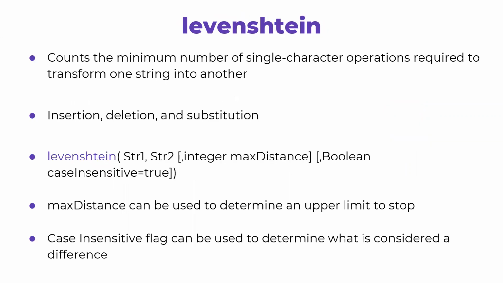So now let's look at Levenshtein. Levenshtein counts the minimum number of single character operations required to transform one string into another. And this includes insertion, deletion, and substitution. Similar to edit distance, Levenshtein requires the two strings and the two optional parameters, max distance and case insensitivity.